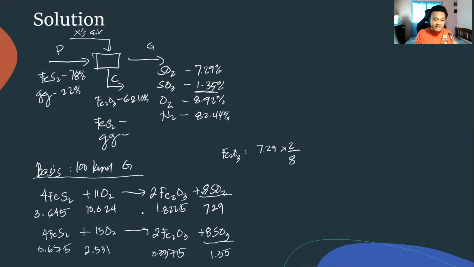So from these reactions, we actually have so much information that we can gather here. So we have FeS₂ reacted. So we can get that FeS₂ reacted. We just get the sum of this 3.645 plus 0.675. We will get 4.30.